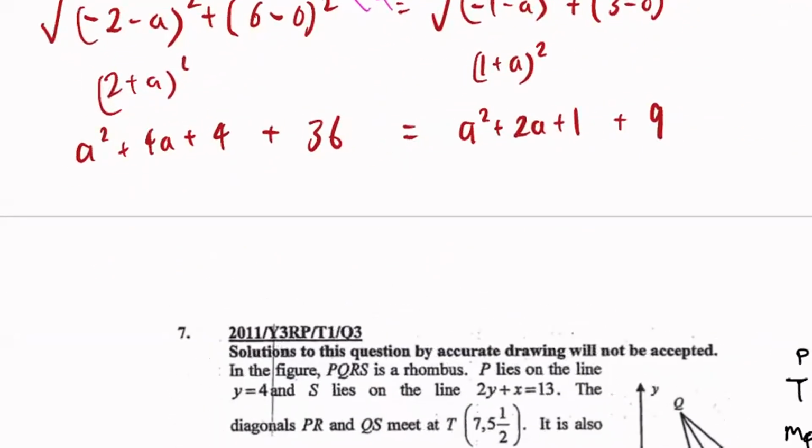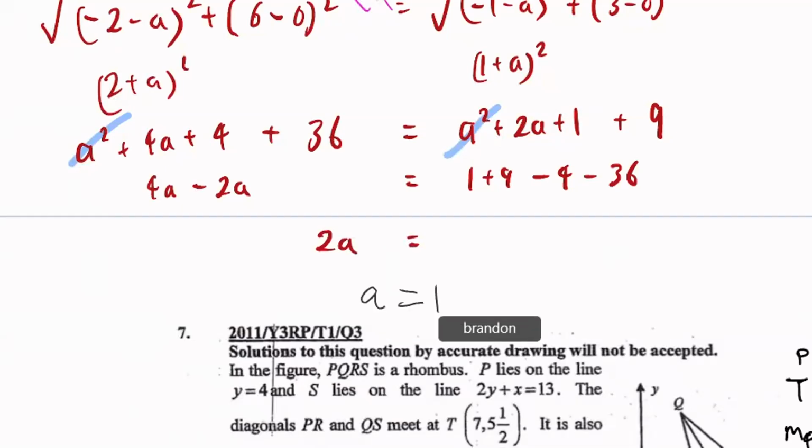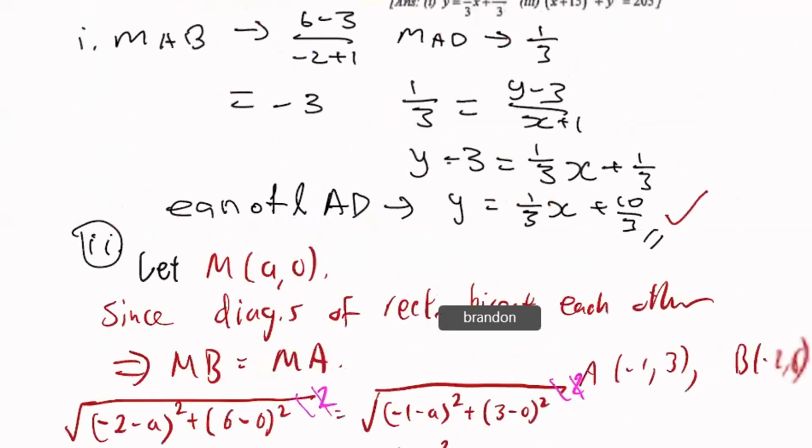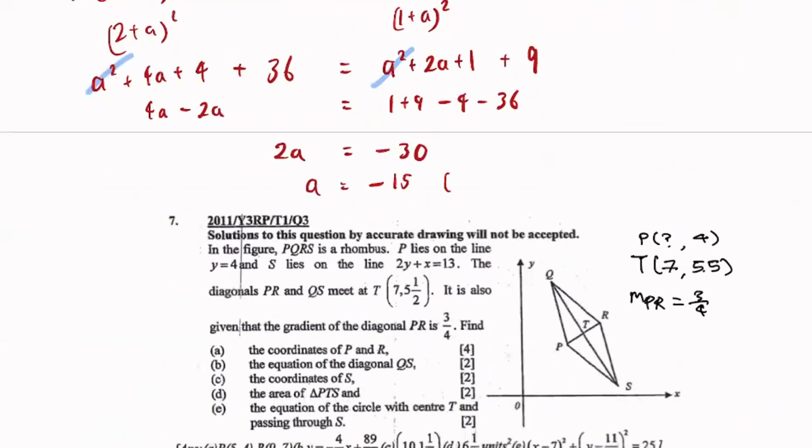Continue simplifying. Luckily for us, a squared on both sides can cancel away. Then you're left with 4a minus 2a equals 1 plus 9 minus 4 minus 36. Okay? Then you're left with 2a equals 1 plus 9 is 10, 10 minus 4 is 6, 6 minus 36, negative 30. So a equals negative 15. Is it shown? What did they ask for? Yes, negative 15. Therefore M is (negative 15, 0), shown.